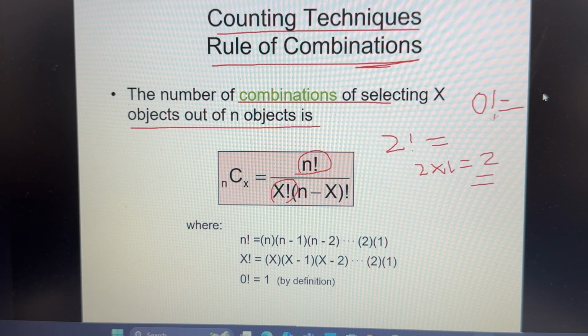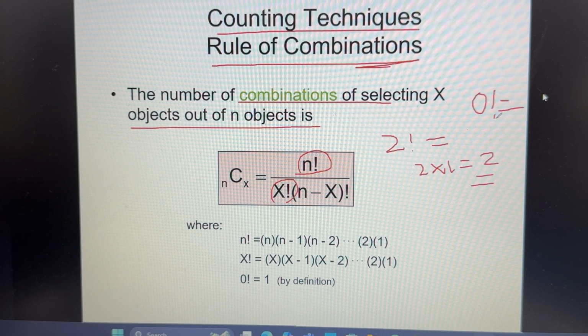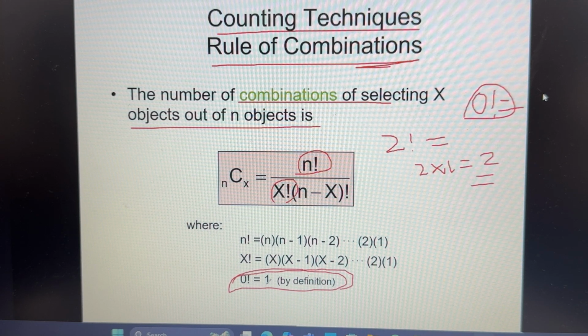Viduranga, tell me what is the answer, 0 factorial equal to? 0. No, that's wrong. Have you come last week? You see here on the screen. Are you sleeping? You are telling 0. 0 factorial equal to 1. Last time also I told you. Always 0 factorial equal to 1.